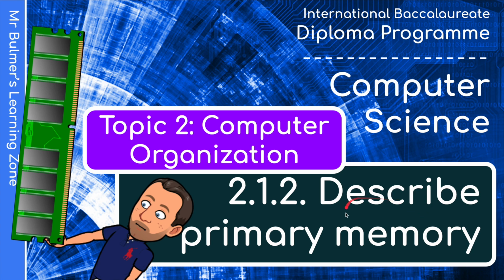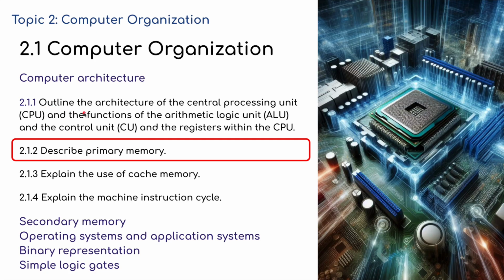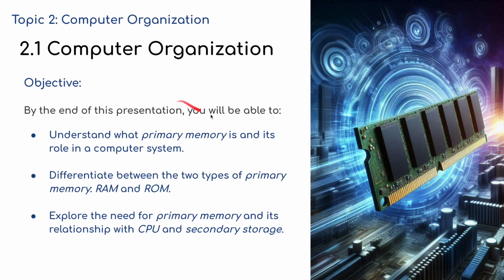Here we're going to be describing primary memory, and this is for the IB Diploma in Computer Science. As you can see, 4 core units, and we're on to topic 2. We've done the first one, the CPU architecture, and now we're going to be looking at primary memory. So the objective, by the end of this presentation, you should be able to understand what primary memory is and its role in computer systems, differentiate between two types of primary memory, these are RAM and ROM, and explore the need for primary memory and its relationship with the CPU and secondary storage.